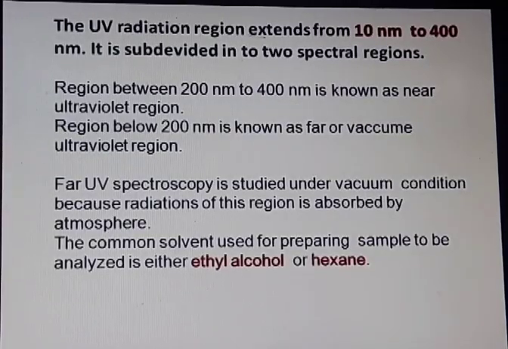Now UV. The UV radiations region extend from 10 nanometer to 400 nanometer and it is subdivided into two spectral regions. Region between 200 to 400 nanometer is known as near ultraviolet region. Region below 200 nanometers known as far or vacuum ultraviolet region. The common solvent used for preparing sample to be analyzed is either ethyl alcohol or hexane.